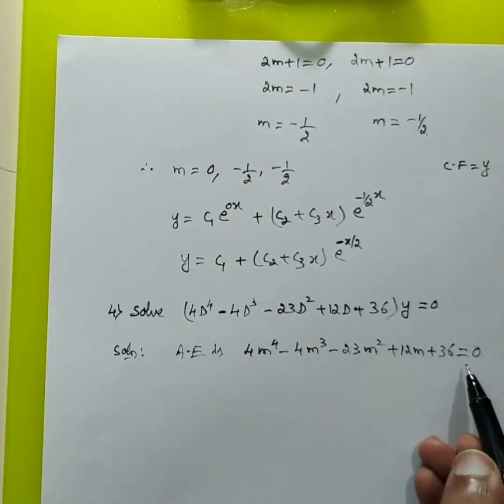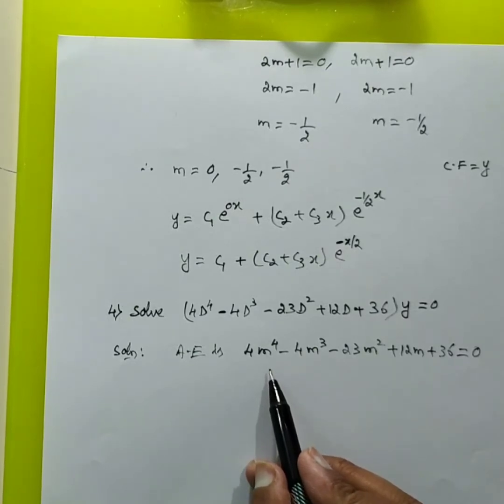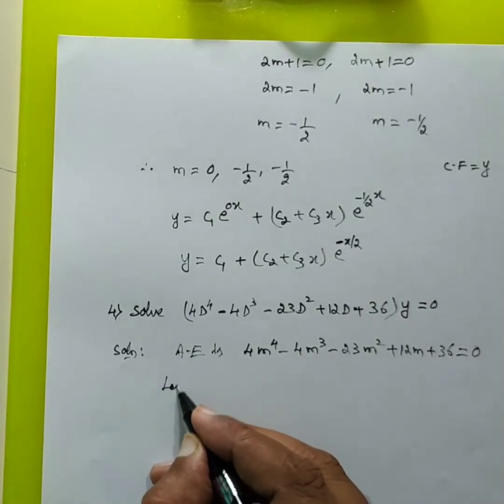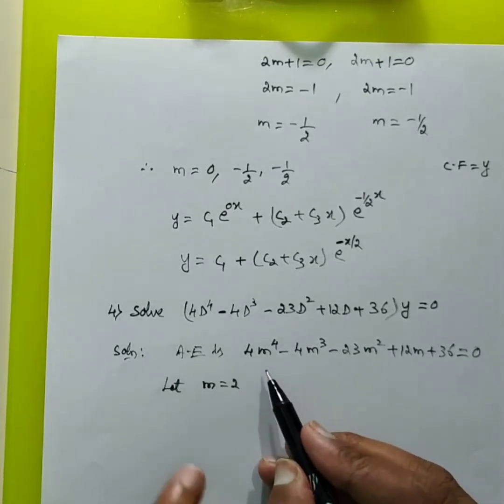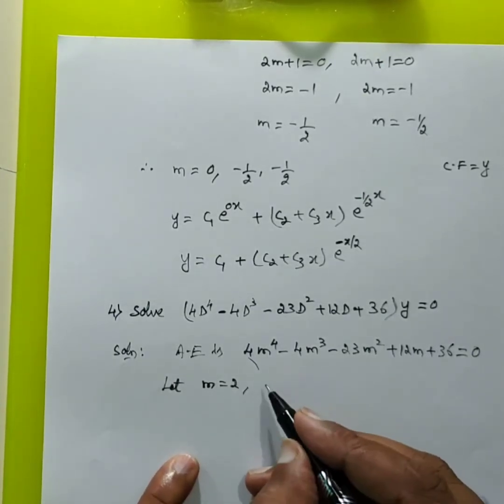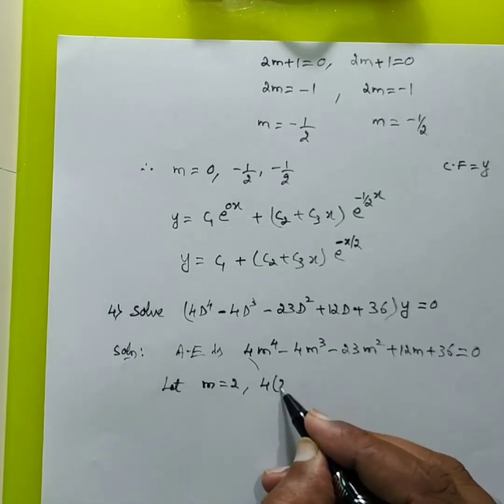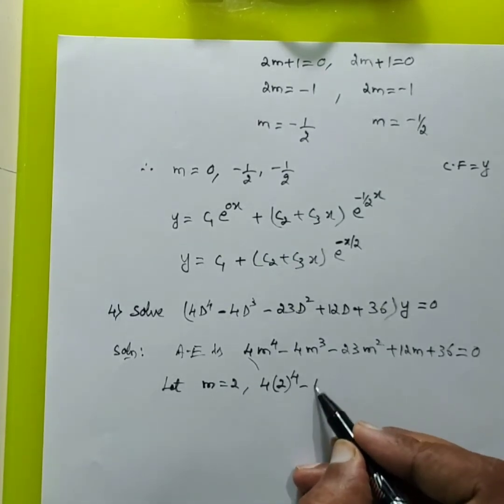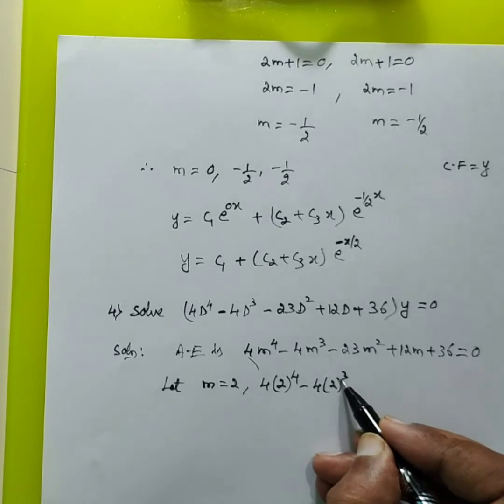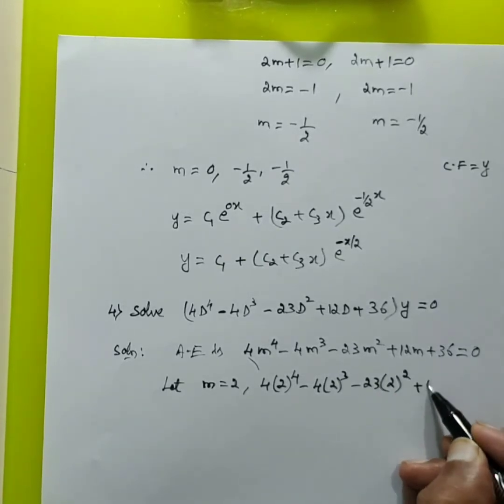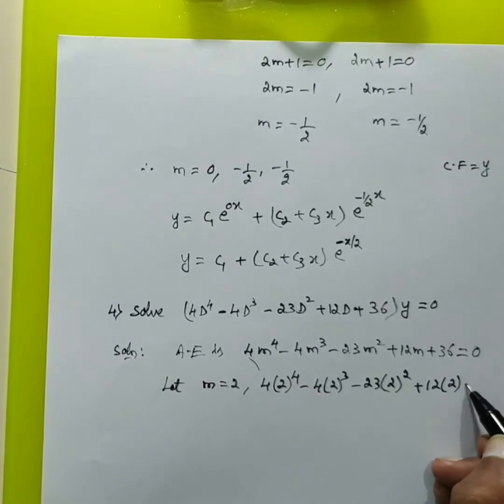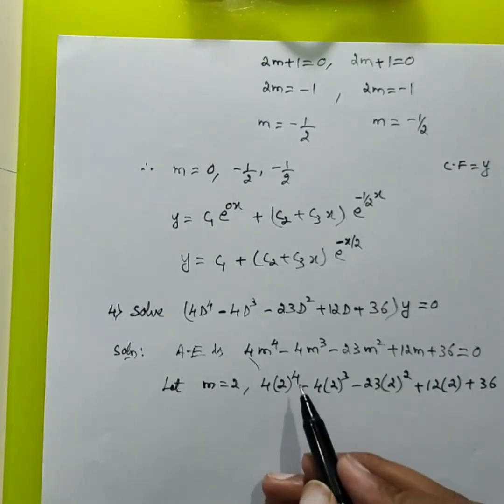So it is a fourth order equation. Now let us try to find the roots. Suppose I take the value of m to be 2. Let us see whether it satisfies or not. It is 4 times 2 power 4 minus 4 times 2 cubed minus 23 times 2 squared plus 12 times 2 plus 36. Let us see whether it equals 0 or not.